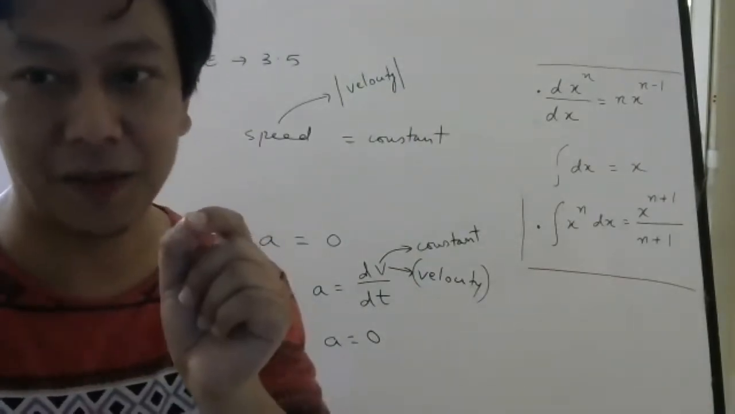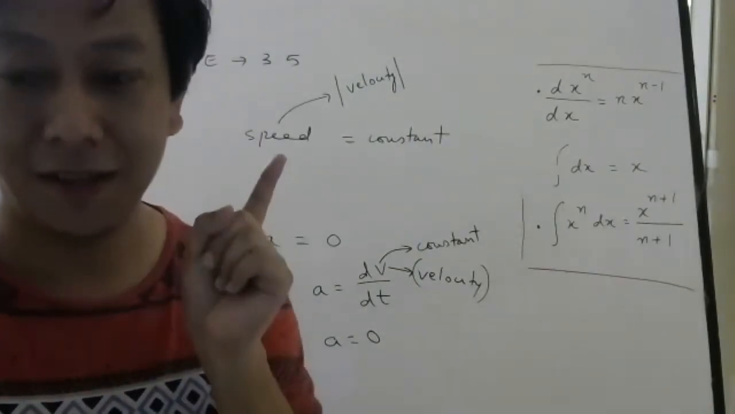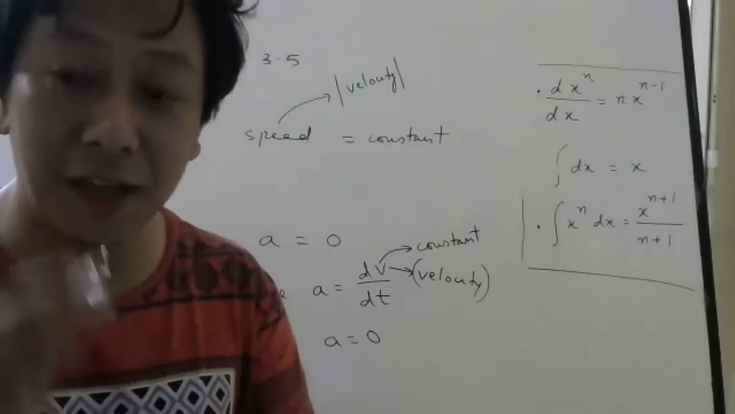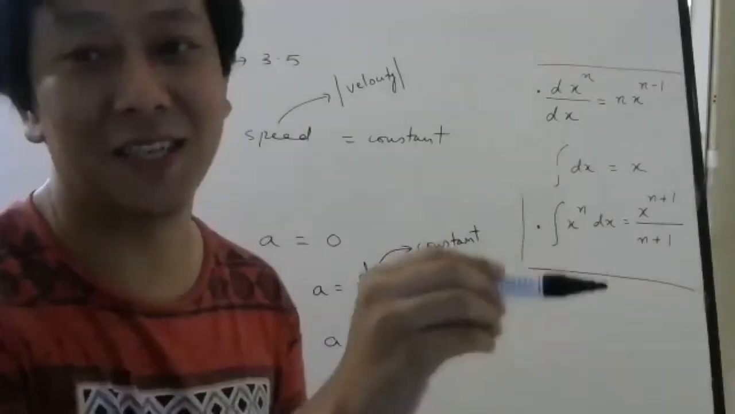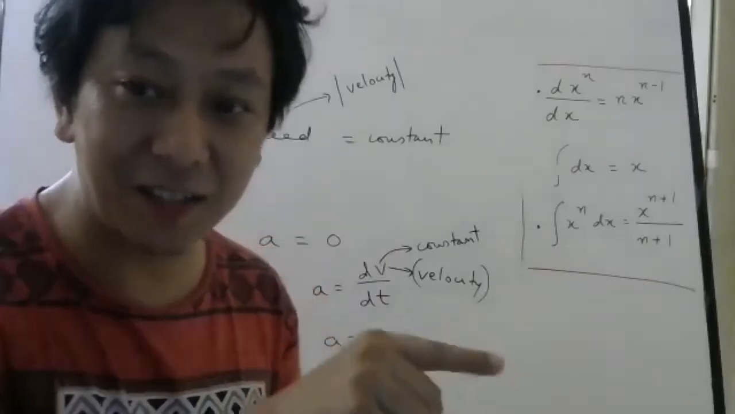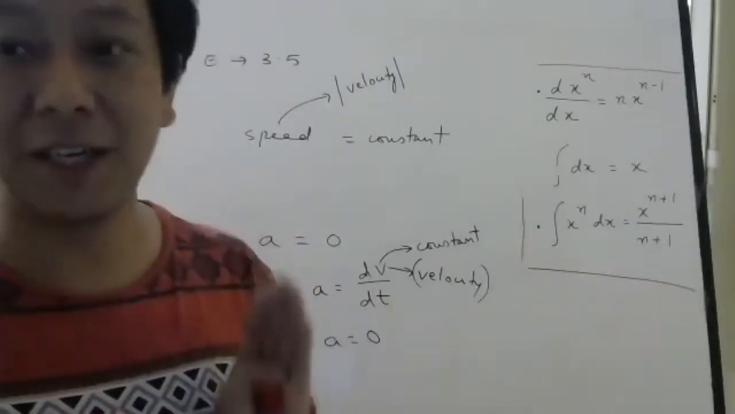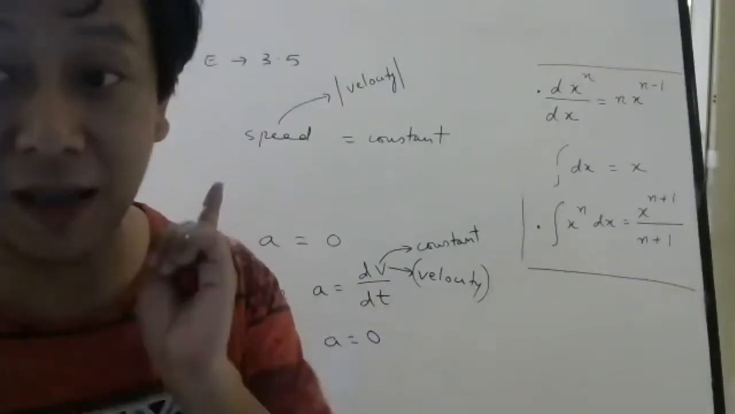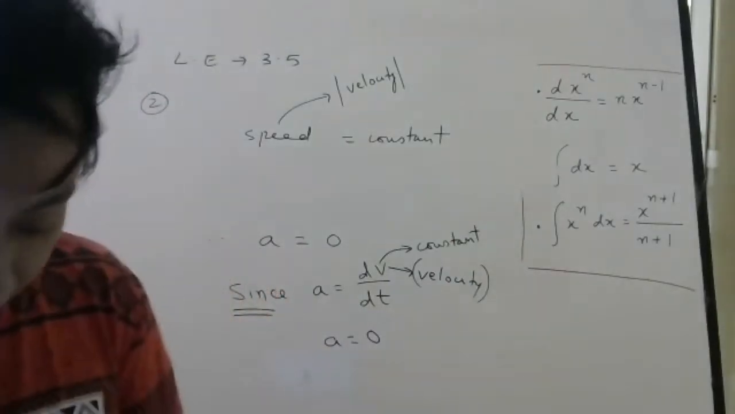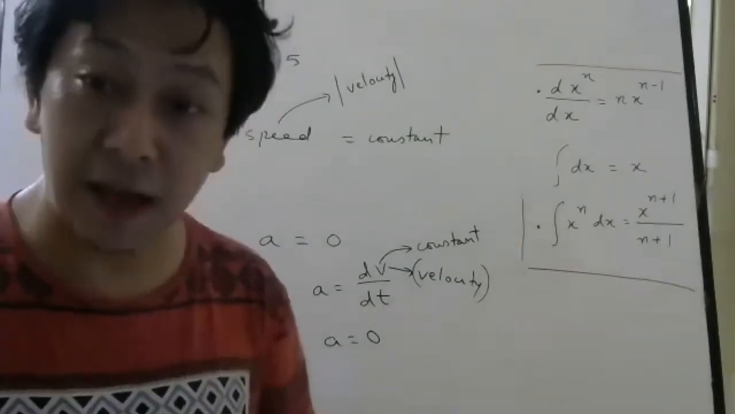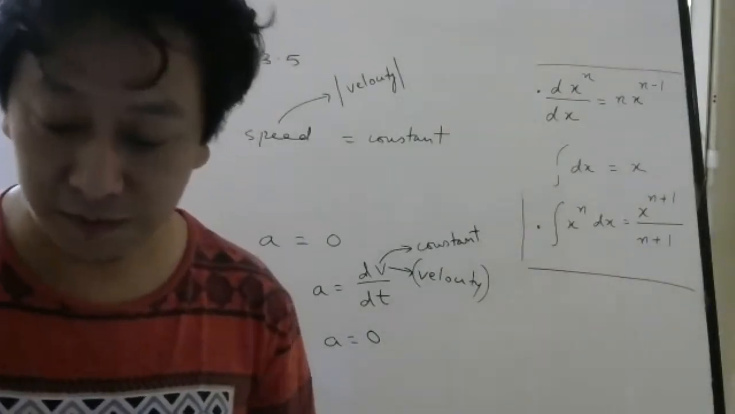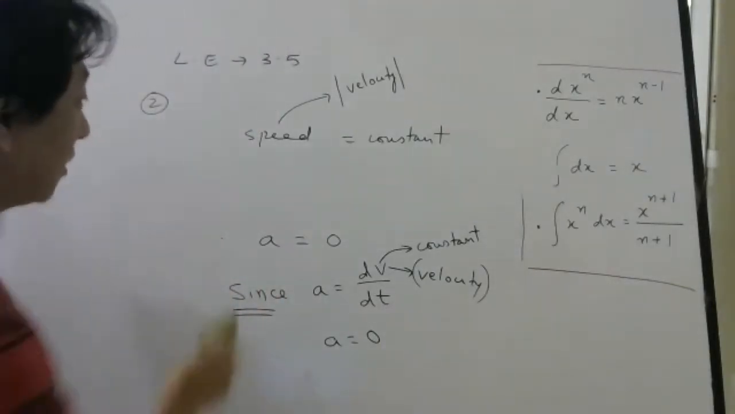Meaning 10 meter per second, that is speed. Velocity means 10 meter per second towards east. So if you mention direction also, that is velocity. If you mention only magnitude, 10 meter per second, that is speed. So if speed is constant, does it mean acceleration is zero? Does it mean acceleration is zero?